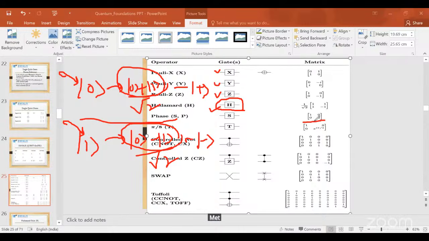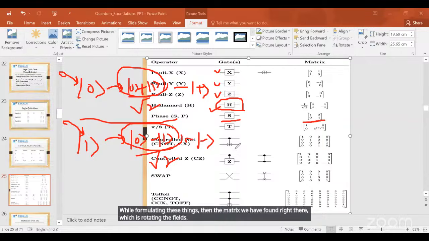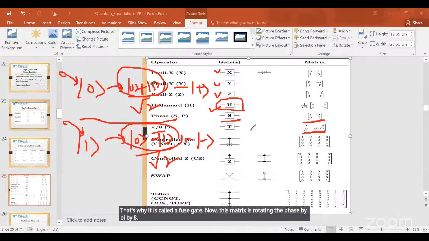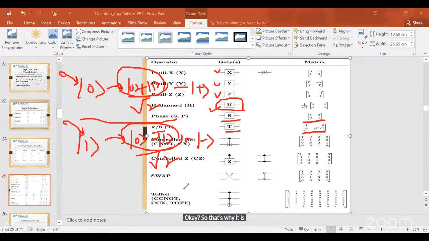In the same manner, we have the matrix. We were in search of the matrix while formulating these things. Then the matrix we found is one which rotates the phase. That's why it is called the phase gate. This matrix is rotating the phase by pi by 8, so that's why it is called this matrix.